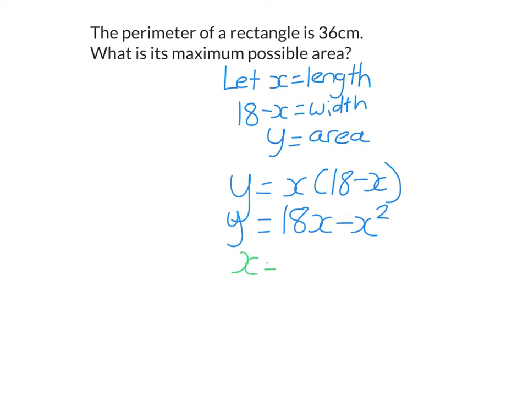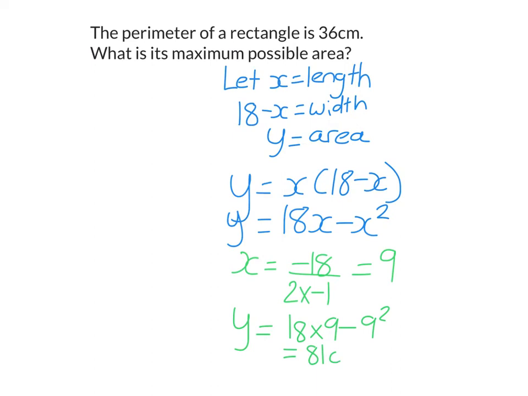So I'm going to let x equal minus b over 2a. With a being minus 1 here, x is 9. So if the length is 9, the width will be 18 minus 9, which is also 9. So that will be the maximum area. When x is 9, the area will be 18x minus x squared, or 81. So 81 centimeters squared is the maximum possible area. Once again, maximum possible, all we really did was find the turning point. Here, it was just a bit of work to come up with the equation.